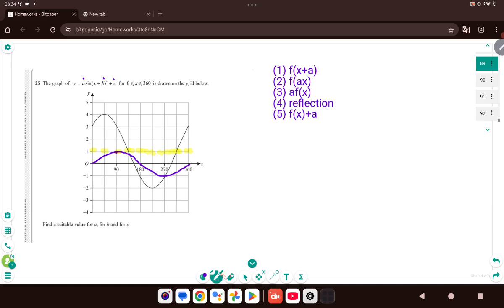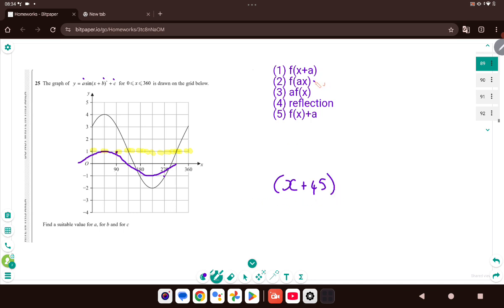But the first thing we need to look at is the horizontal left or right. You can see the graph has moved because the tip is at 45 degrees for your transformed graph. So we've gone left 1. So the B there is plus 45 because we've gone left 1.